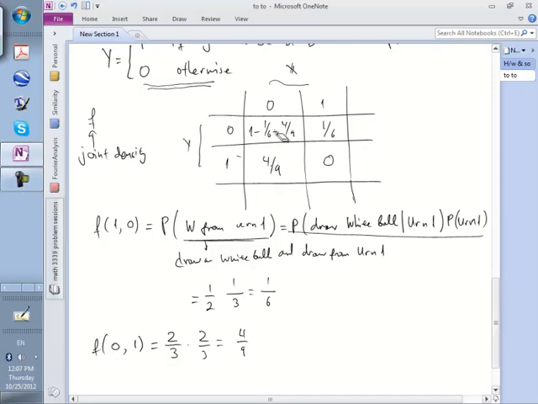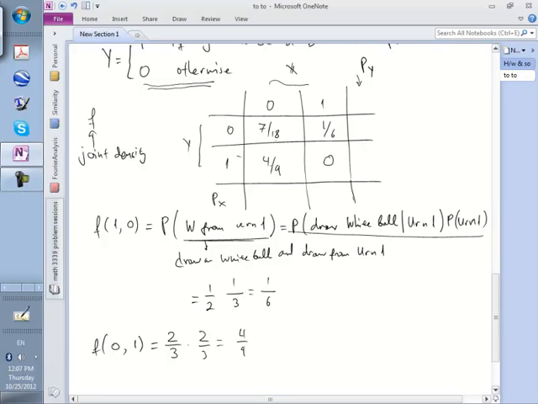7/18. Okay. Do you all agree? Because I haven't made the calculation. So let's put it here, 7/18. So what is the marginal now? Let's calculate the marginal of y. Here I'm calculating the marginal of y. Here I'm calculating the marginal of x.